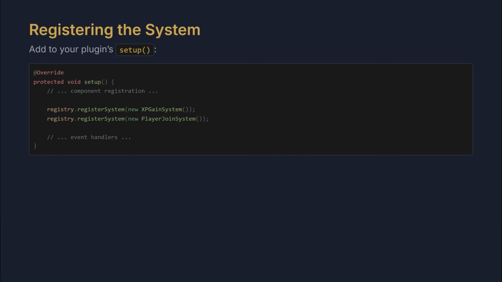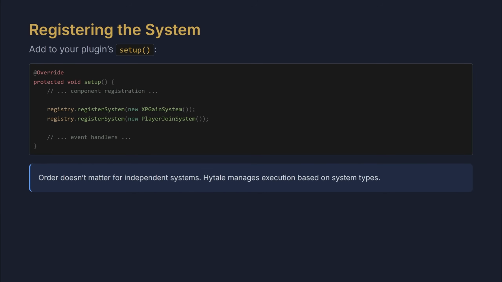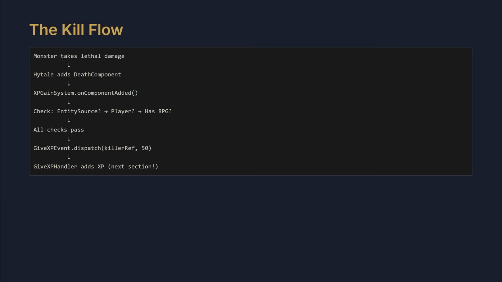So now we also need to add our system inside our setup method, our XP gain system just above the player join system, but the order shouldn't really matter, because they're independent. Hytale manages execution based on system times. So if a monster takes lethal damage, Hytale adds the death component. Then our XP gain system's onComponentAdded is called. We check the entity source, if it's a player and has the RPG component. If all checks pass, we dispatch the GiveXP event, and our GiveXP handler adds the XP.